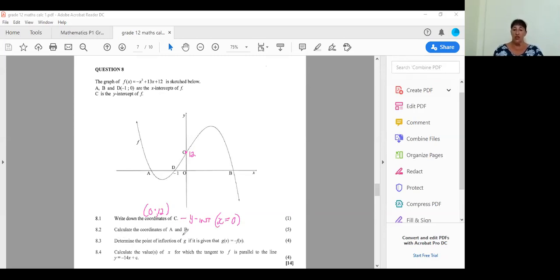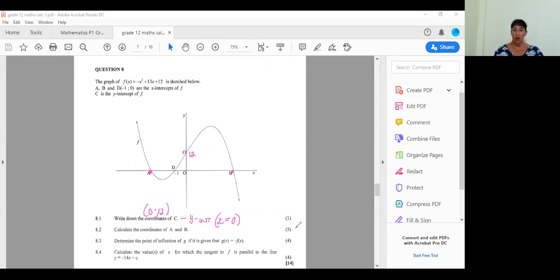The next question says, calculate the coordinates of A and B. And again, ask yourself, what do A and B represent on this graph? Well, you can see that both A and B lie on the x-axis, and they are points where the curve cuts the x-axis. In fact, there are 3 such points called the x-intercepts. They are just very kind in giving you one of them.